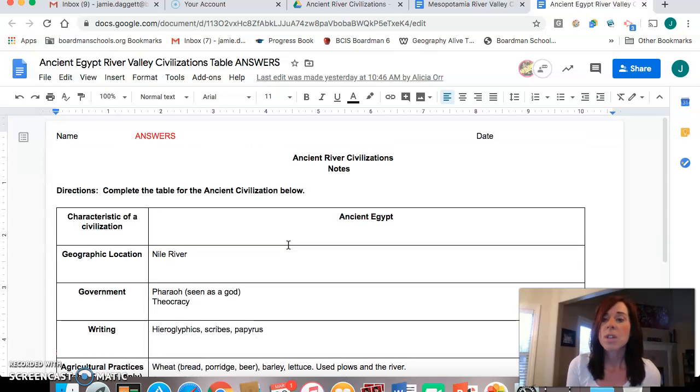So those are a little overview of our notes on Mesopotamia and ancient Egypt. On Monday, maybe Tuesday, I will go over our notes over the Indus River. And what you're going to do today, today you're going to be exploring our last ancient civilization, which is along the Huanghe or Yellow River, and you're going to be studying the Shang dynasty.